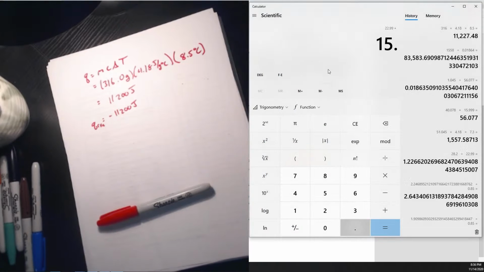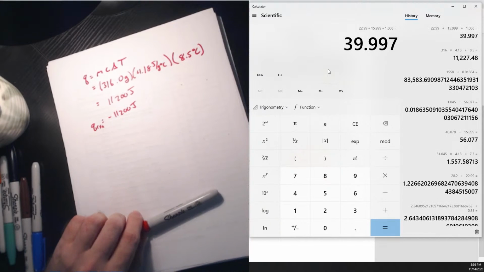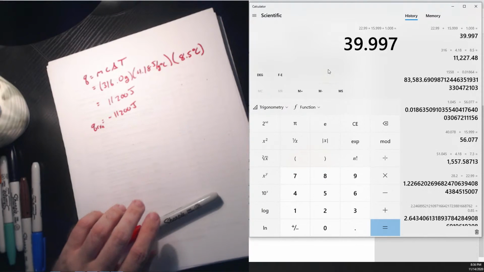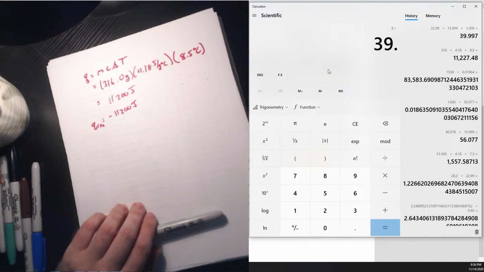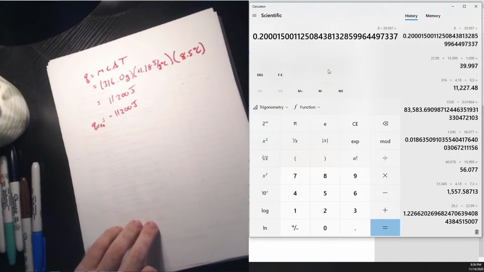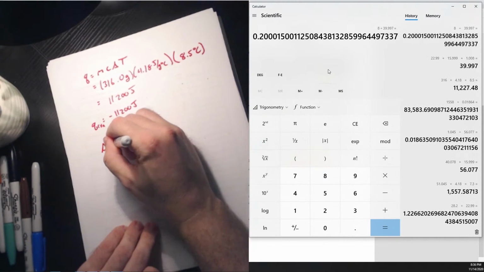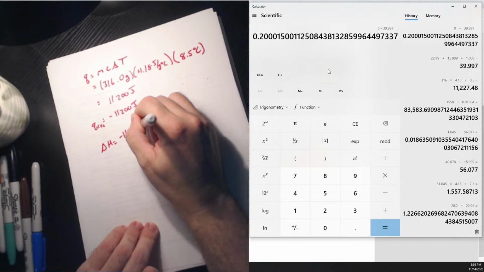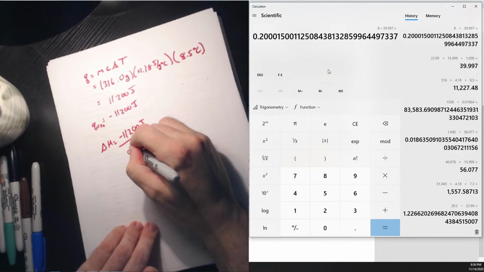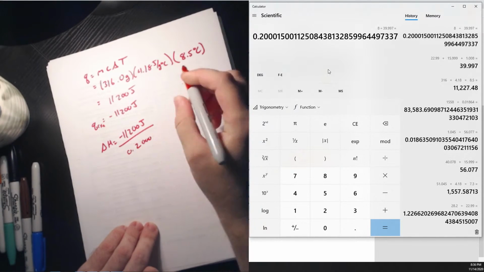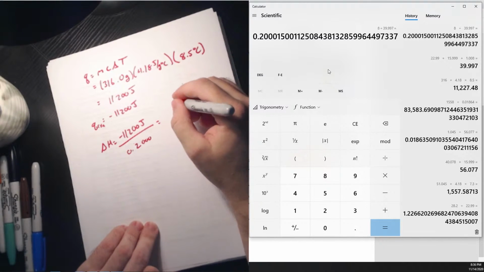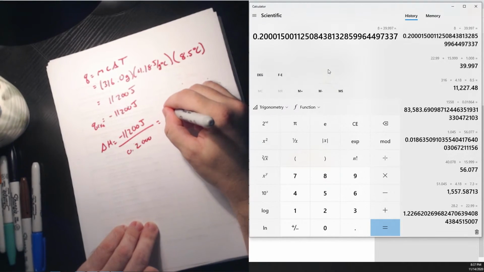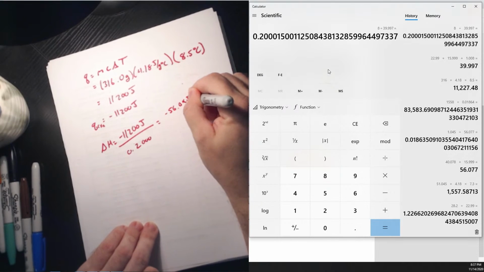22.99 plus 15.999 plus 1.008 is 39.997. So 8 divided by 39.997 is 0.2000 moles. So delta H equals negative 11,200 divided by 0.2000. We're multiplying by 5, so that's negative 56.0 kilojoules per mole.